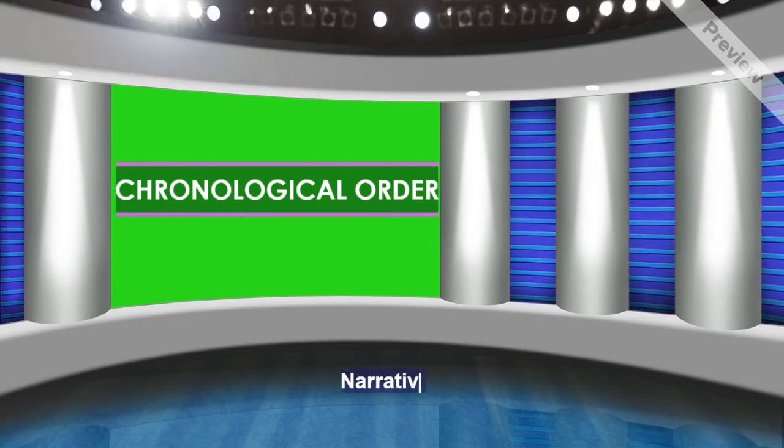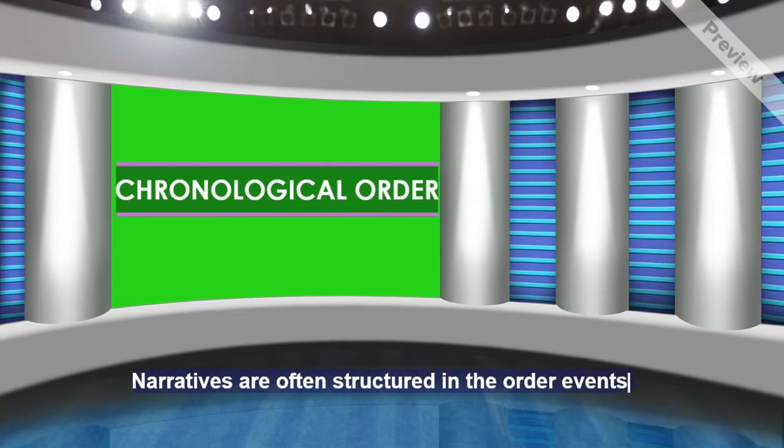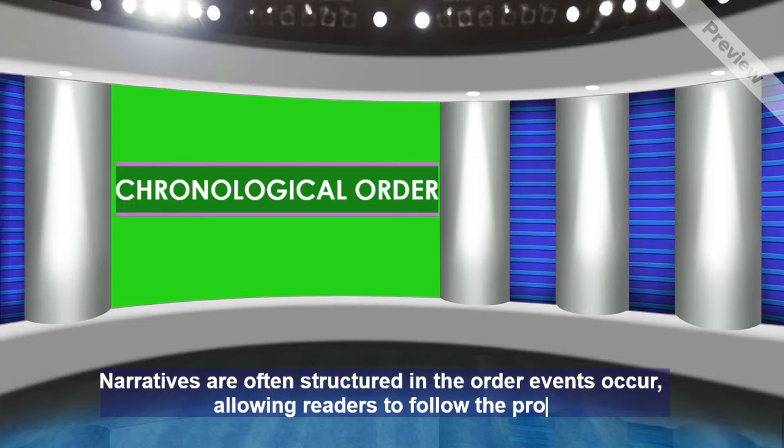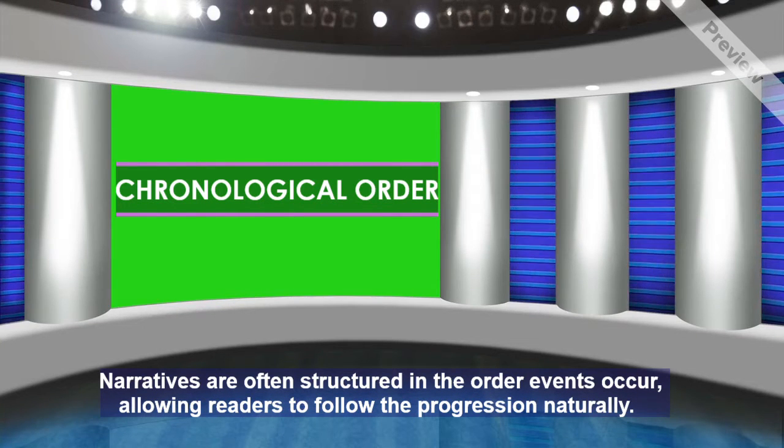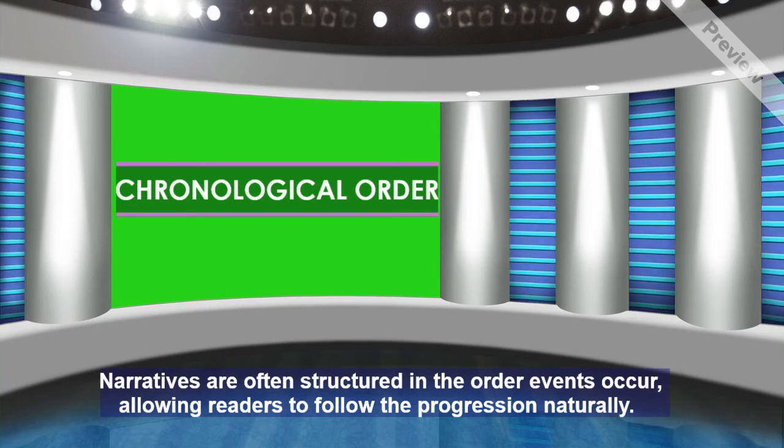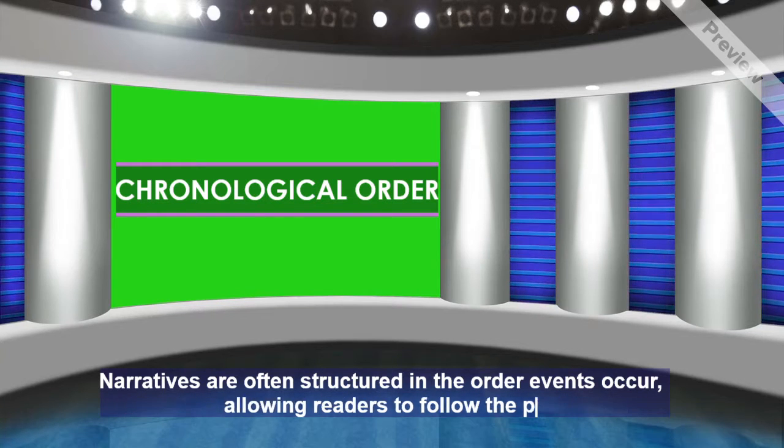In general, the key techniques of narration include: first, chronological order. Narratives are often structured in the order events occur, allowing readers to follow the progression naturally. This approach helps clarify the cause and effect relationships between events.